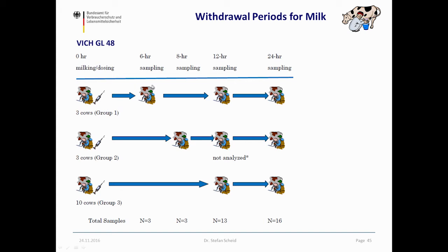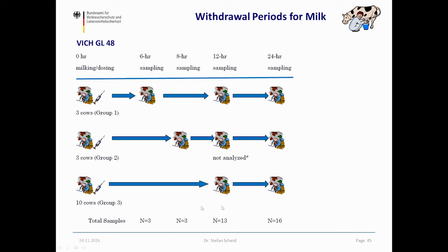So 0 was decided by Japan. They wanted to have a 0 withdrawal time because they thought it might happen that you treat the animal and then you milk 6 hours later. And then this might be the highest concentration of residues. And this would not be covered if you only collect milk at 12 hours.